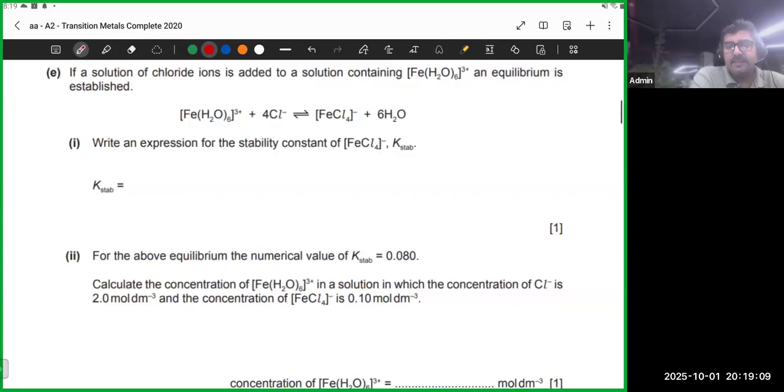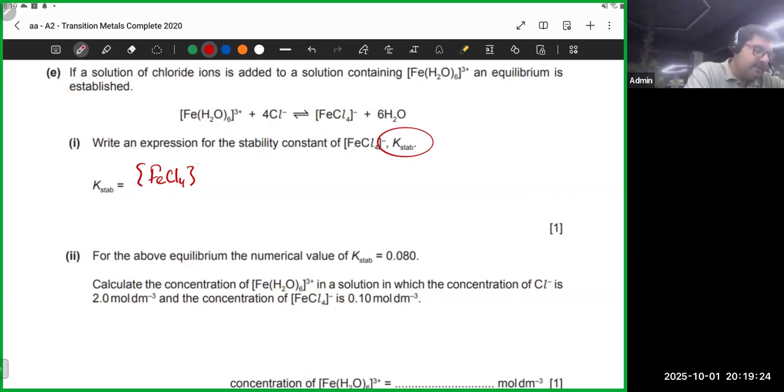Here's a transition metal question. There's a ligand exchange happening, and he's asking you to write down the Kstab expression. So it's going to be the product concentration divided by the reactant concentration.